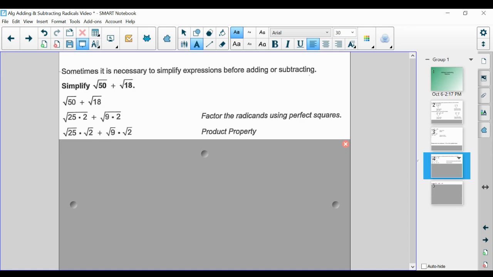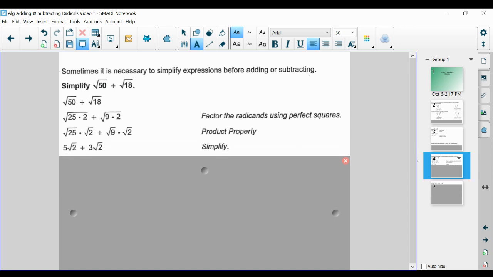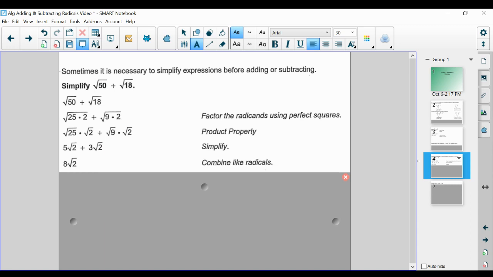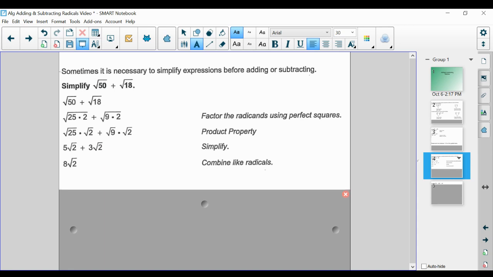So now we have the square root of 25 times the square root of 2 plus the square root of 9 times the square root of 2. And we know the square root of 25 is 5, and we tag along root 2. We know the square root of 9 is 3, and we tag along root 2. And now you're going to notice that we have the same radicals. Both terms have root 2. We have 5 root 2's and 3 root 2's, meaning that we can add them together and we get 8 of those root 2's. Awesome.